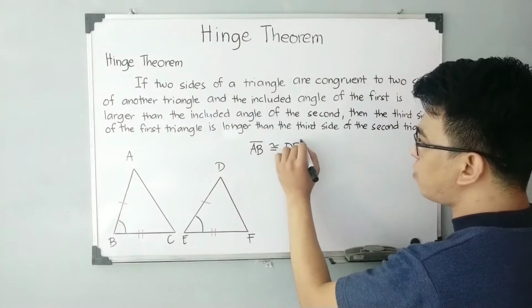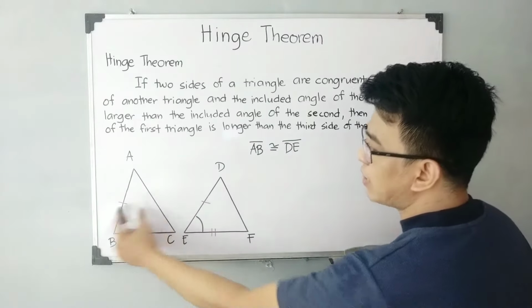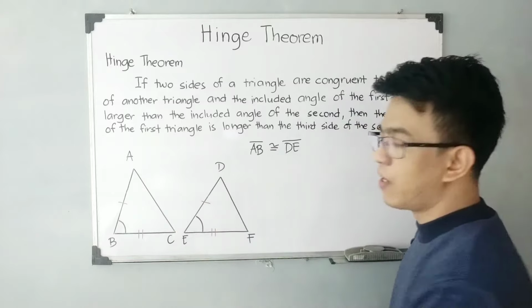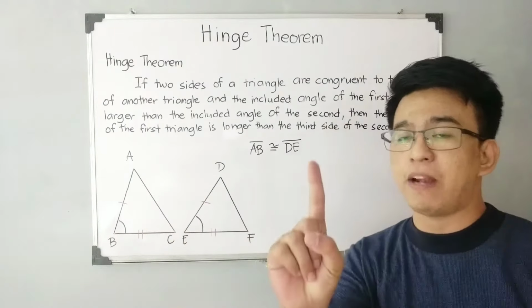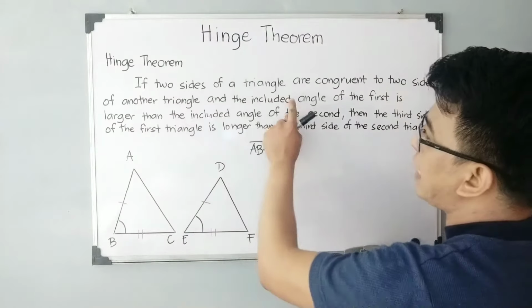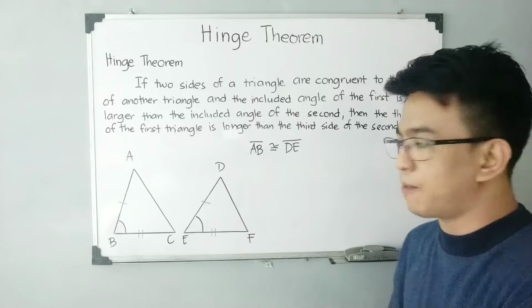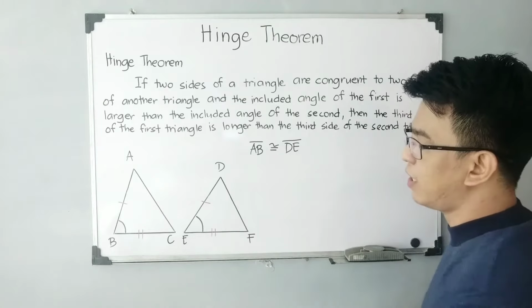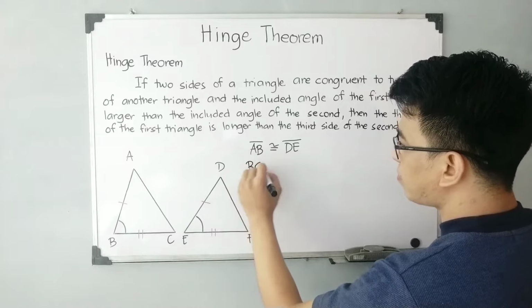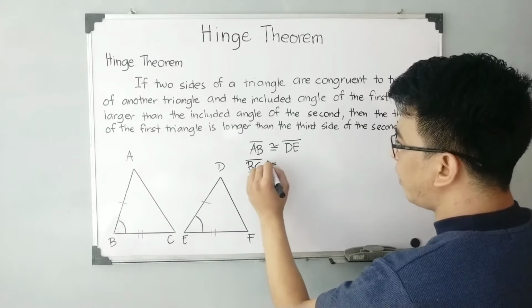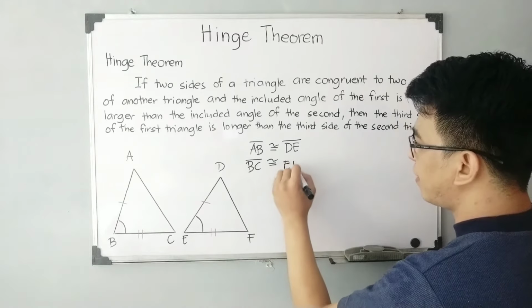Sir, paano po nalaman congruent? Though wala tayong measurement, meron tayo itong tick mark na kung saan meron silang parehas na bilang ng tick mark. Therefore, the length of these sides are congruent. Yan yung first pair natin. Eh sabi dito, if two sides of one triangle are congruent to two sides of another triangle. Ito ngayon yung second pair natin. We have here side BC is congruent to side EF.